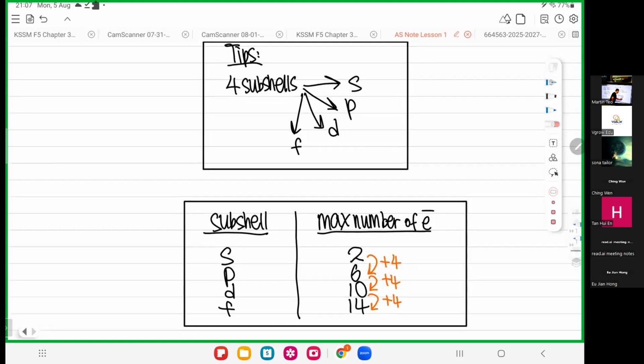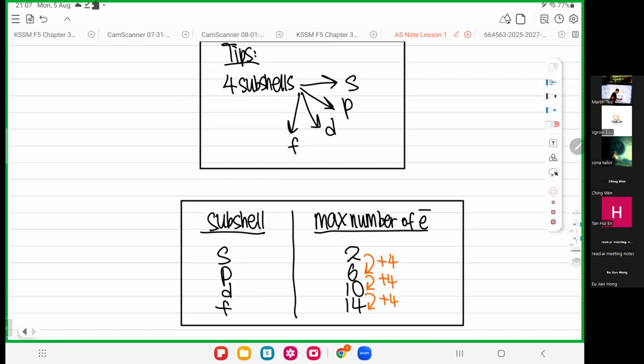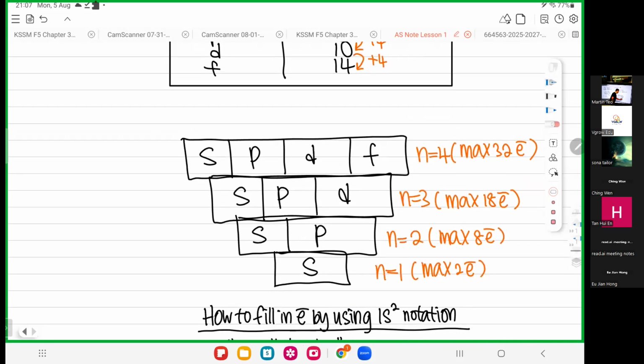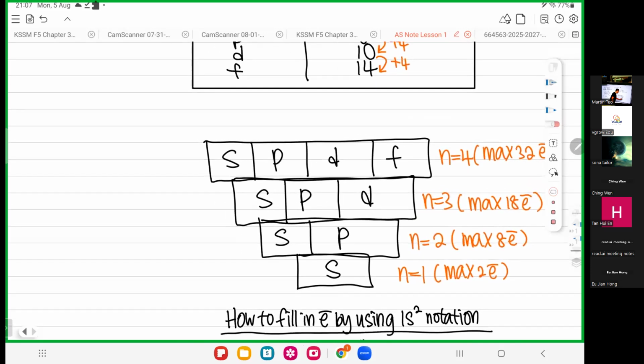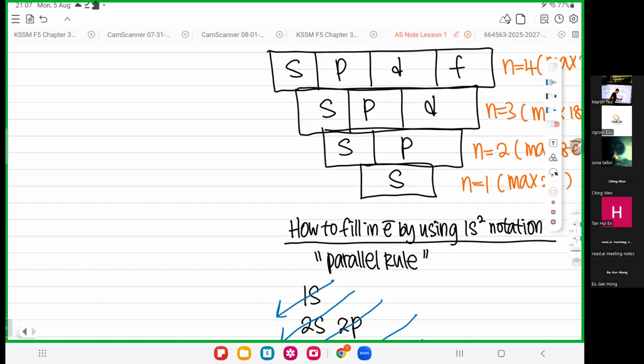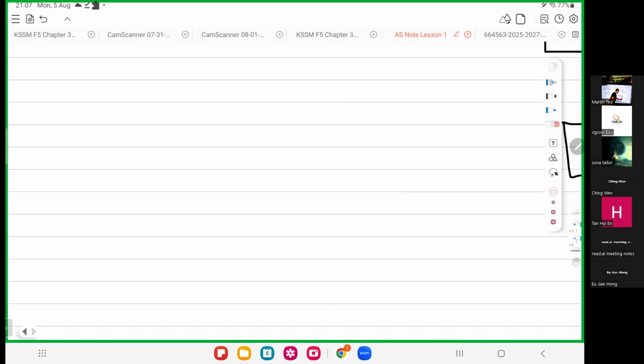Now, don't memorize. I'll teach you how to use common sense to do it. You shouldn't think every floor must have all the SPDF. No, not every floor has SPDF. So now I'll teach you how to do it. Everyone, look here.